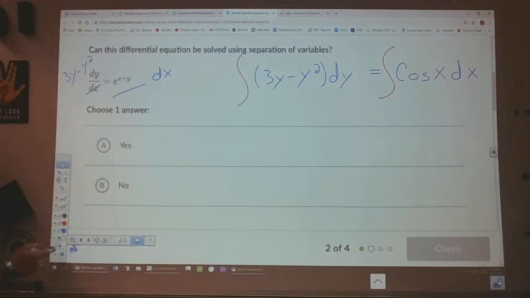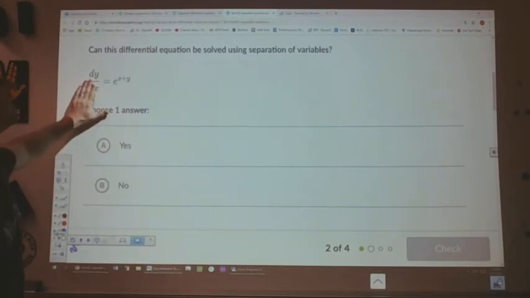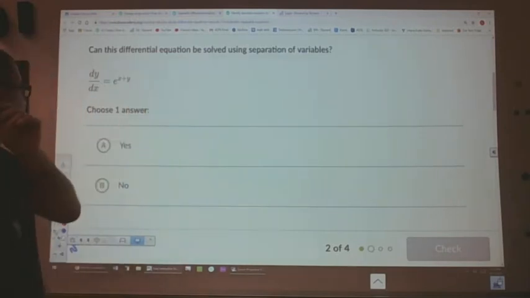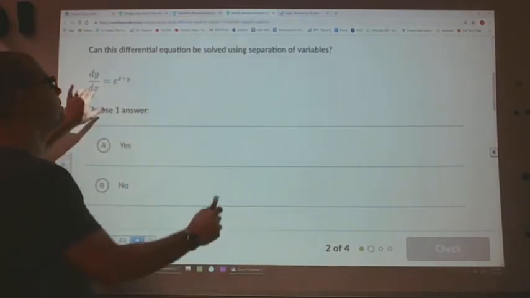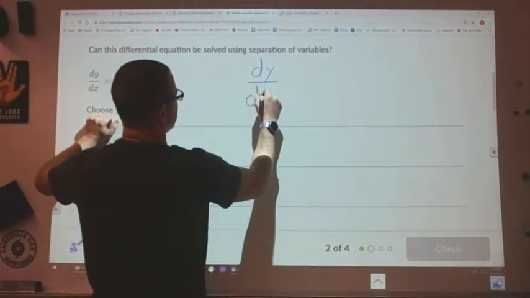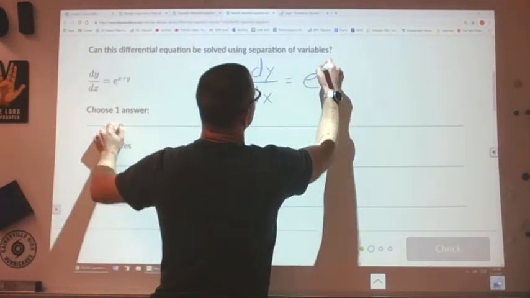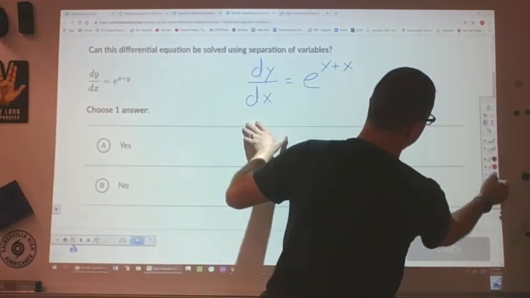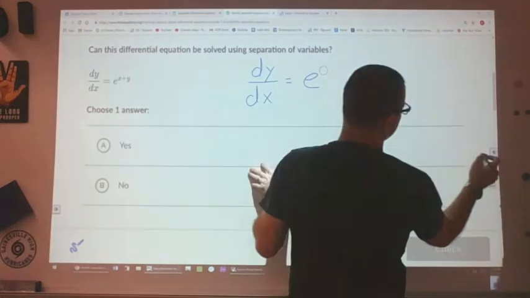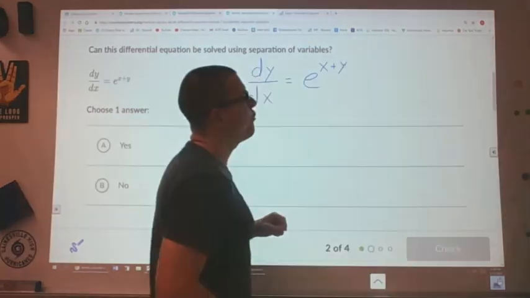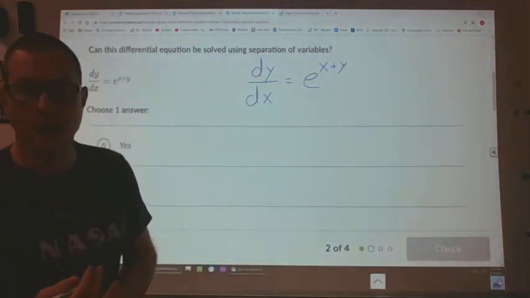This one. Could we solve this using separation of variables? Well, this one's not as straightforward as the other one, but I think it might be doable. But we have to use some algebra. dy over dx is equal to e to the x plus y. Doesn't really matter the order, but we'll do it their way. So in this form, no, it's not.